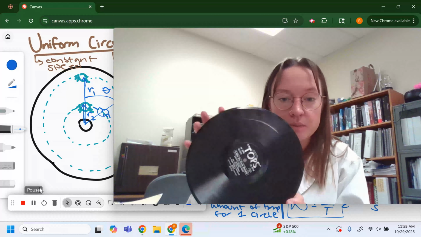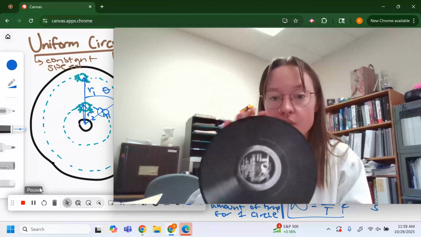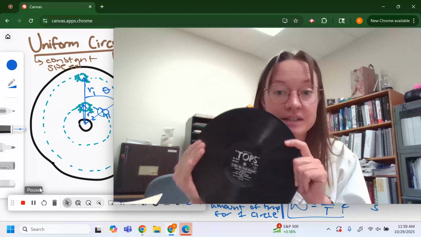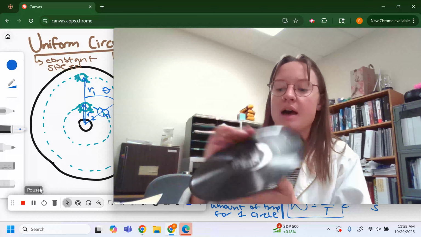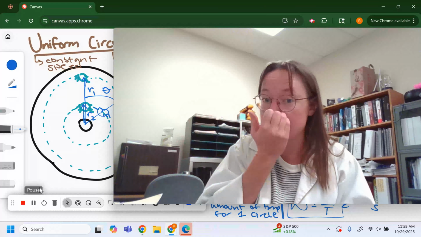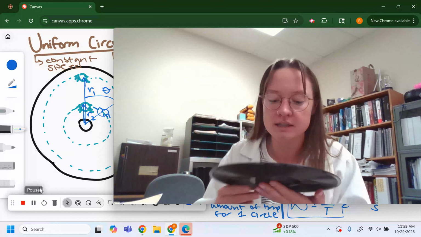Now, the way that a record works is that a record has to tell you on the record exactly how fast you should spin it when you put it on the turntable, because if you spin it too fast, then the song will be too fast, and if you spin it too slow, then the song will be in slow motion.